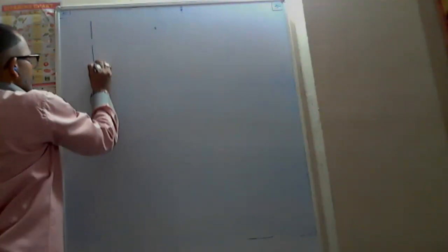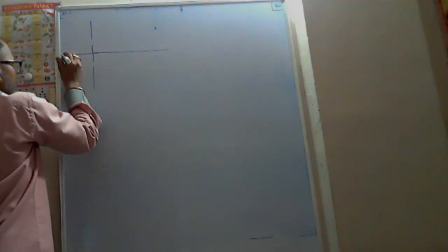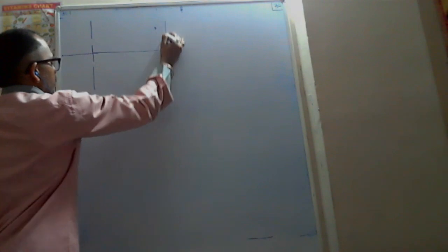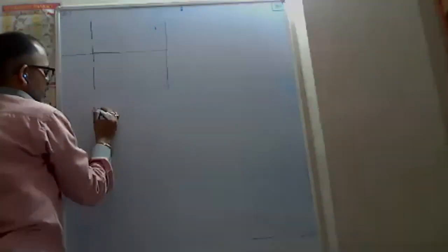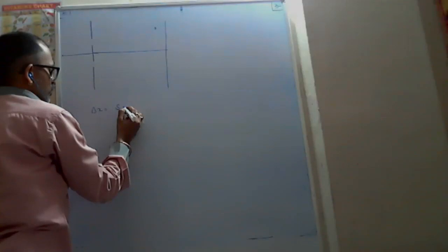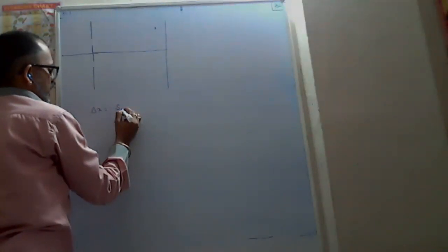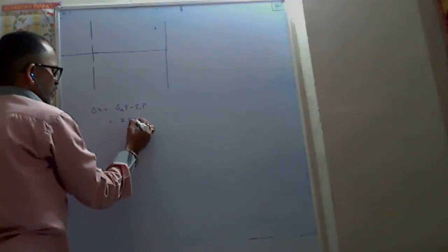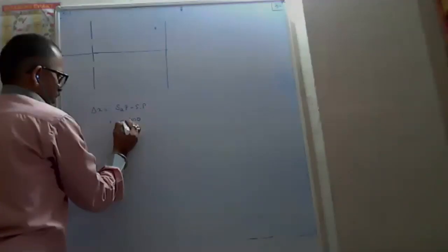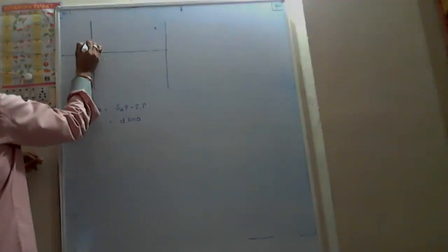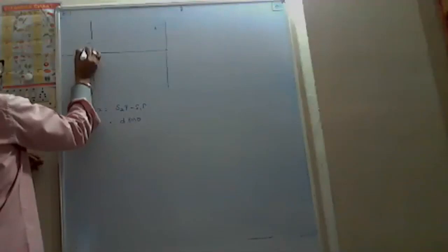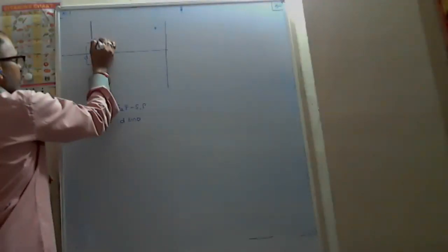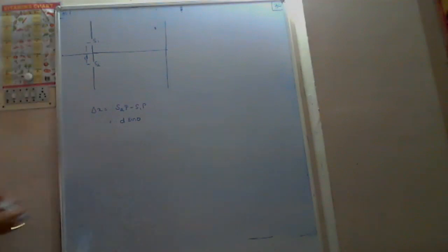In the double slit experiment, if the source is symmetric, then the path difference is S2P minus S1P, which equals d sin theta. Am I right? Yes, sir. Where d is the distance between the two slits, S1 and S2.